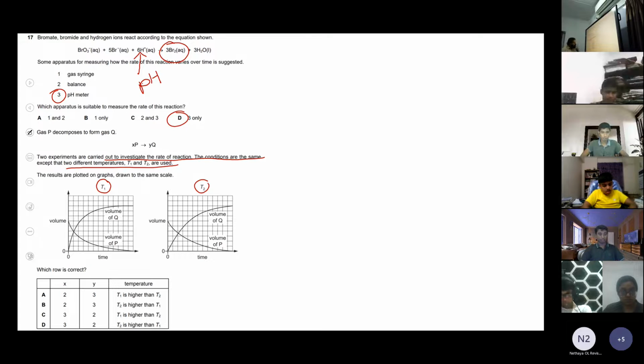Now which one has the higher gradient, T1 or T2? T1 has the higher gradient, so T1 is higher than T2. Very easy. T1 is higher than T2. So A and C, yes, A and C. Then these two are gone.